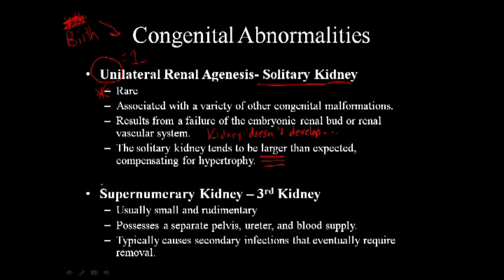Also, we have a supernumerary kidney. And so super means above, and numerary means number. So above the normal number of kidneys, which is an extra kidney or a third kidney. The thing about this is the third kidney is usually small and rudimentary, meaning that it really doesn't serve much of a purpose. It's really too small. It's got a lot of atrophy, just doesn't function very well. And it even possesses a separate pelvis, ureter, and blood supply. So pretty crazy to see someone with 3 ureters instead of just 2.